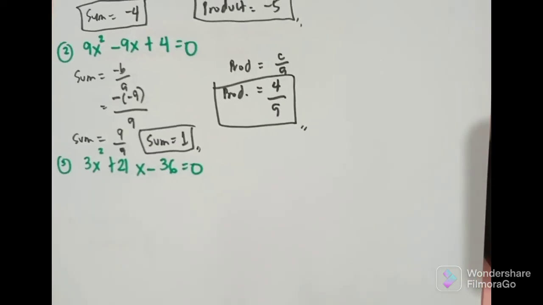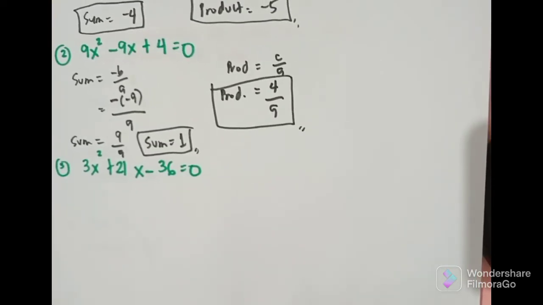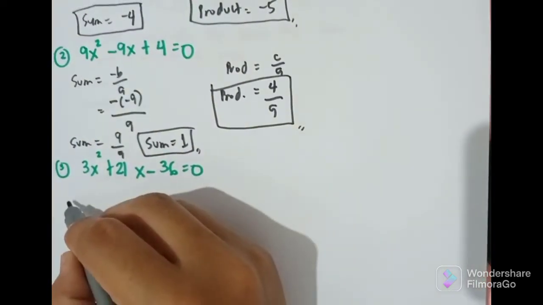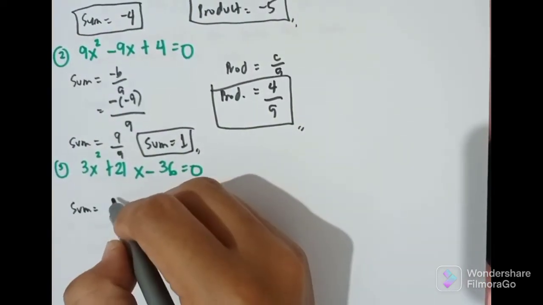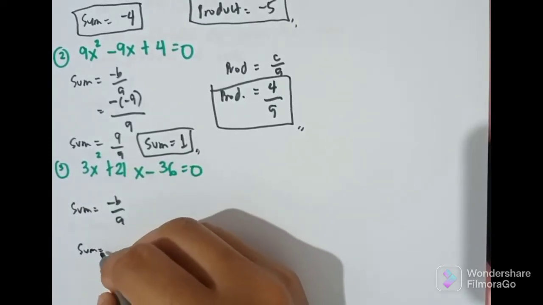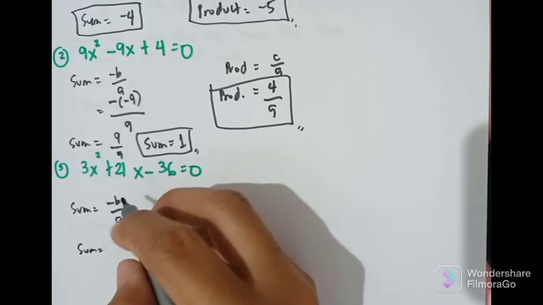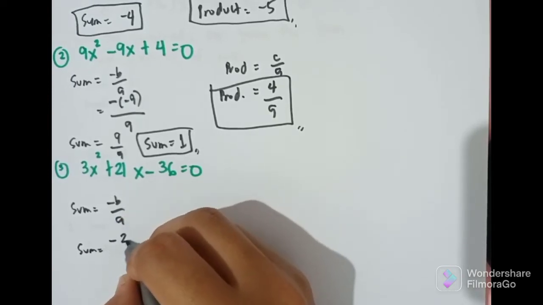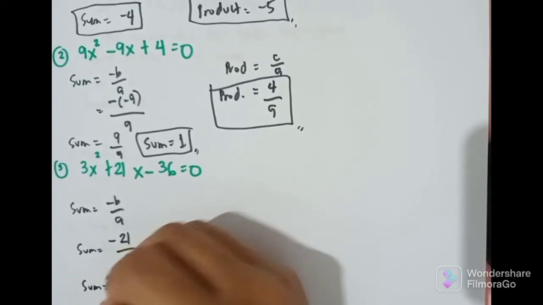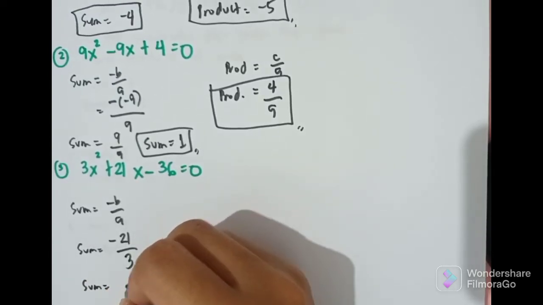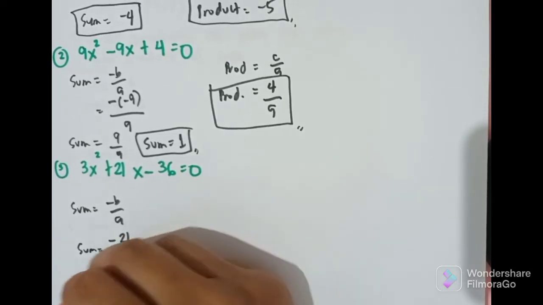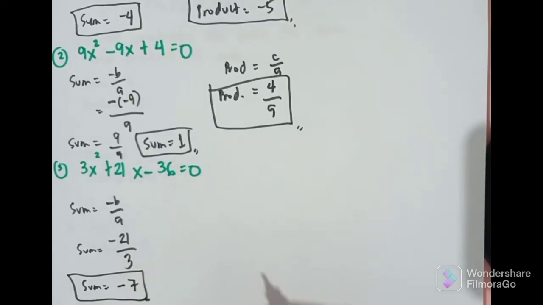Okay, last. Example number 3. We have 3x squared plus 21x minus 36 is equal to 0. So, again, our sum is equal to negative b over a. So, sum is equal to, what is b? b is 21. So, that is negative 21, and our a is equal to 3. So, sum is equal to negative divided by positive, that is negative. 21 divided by 3, that is 7. So, therefore, the answer is negative 7.